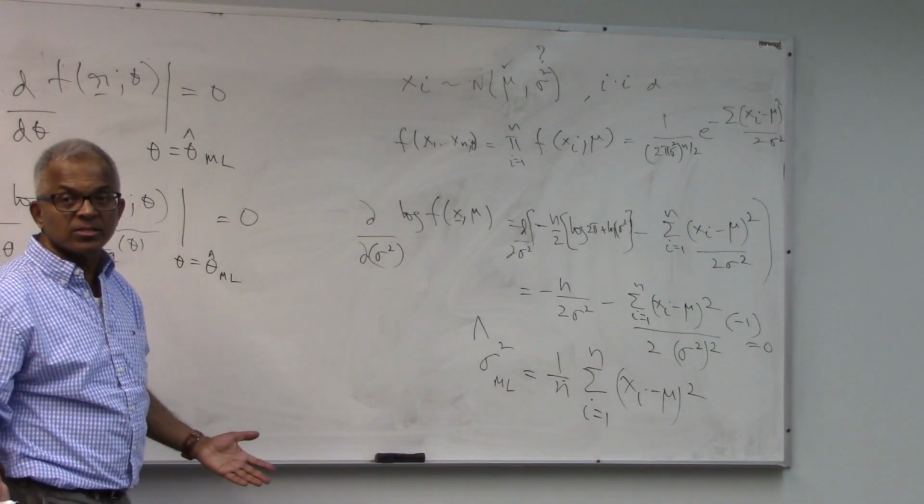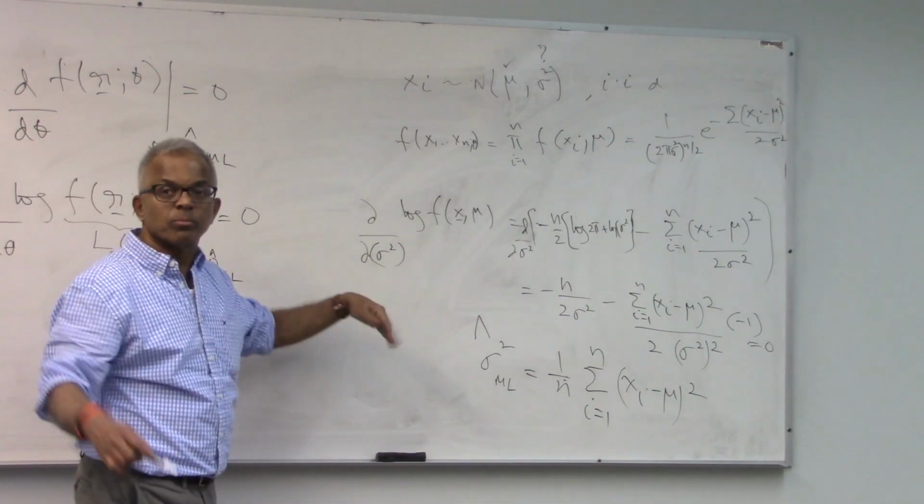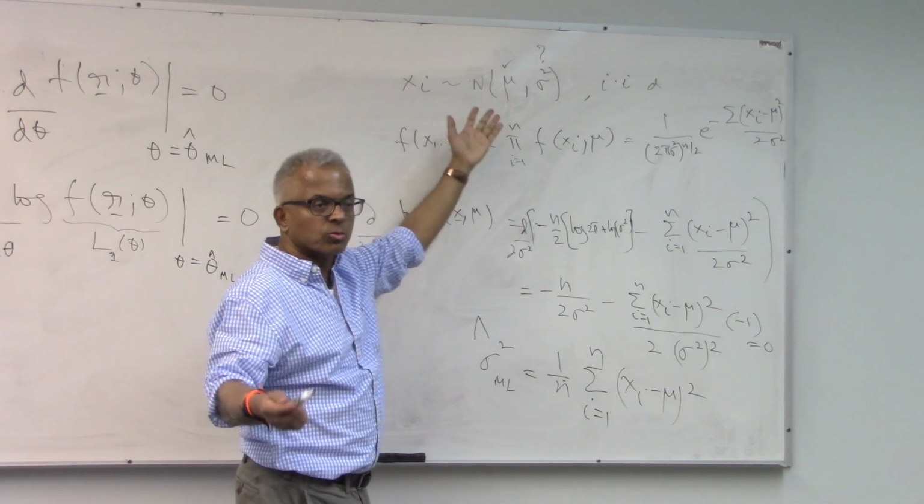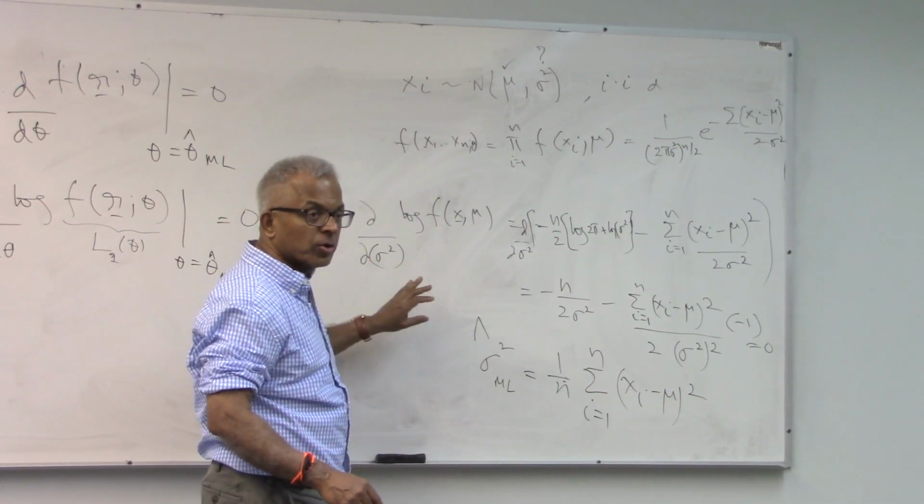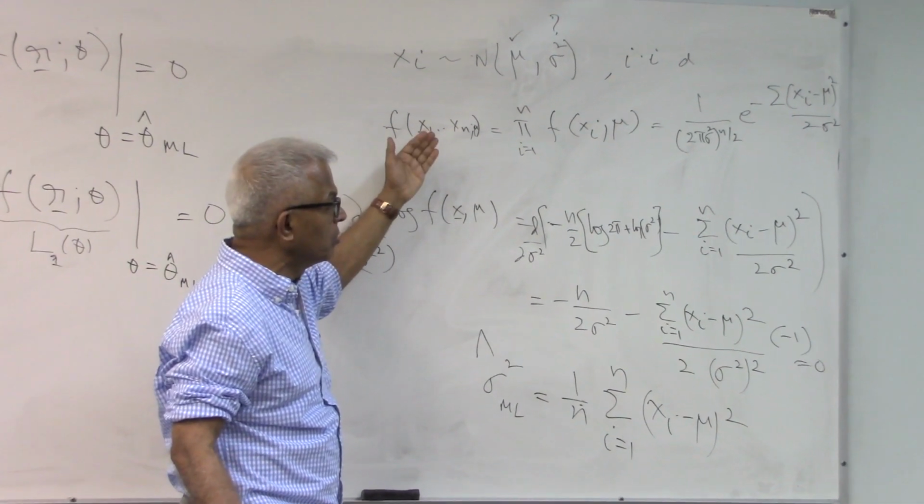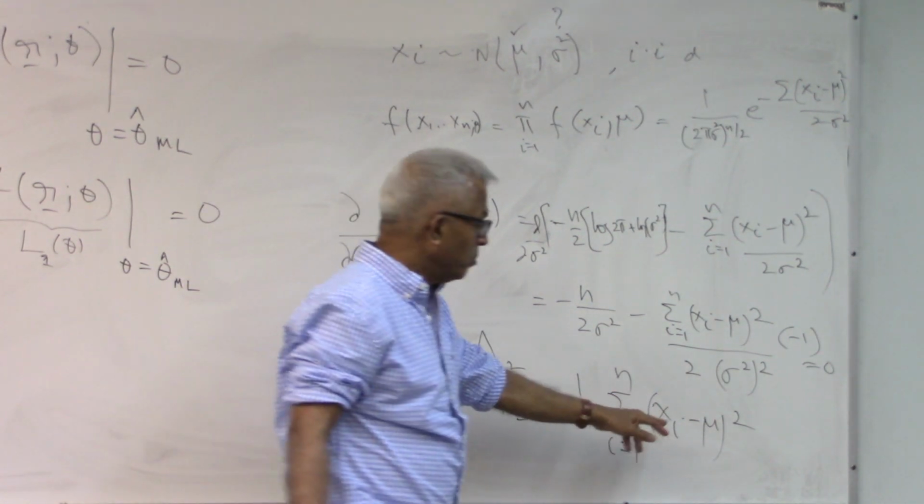Now the third case is, both are unknown. Then you do the derivative, what we did before. You have two unknowns, so you take the derivative with respect to mu and the derivative with respect to sigma squared. You can see the first equation is going to give you exactly what we had. The second equation is going to give you this, but this is unknown.